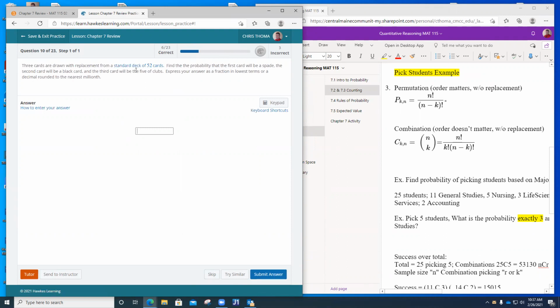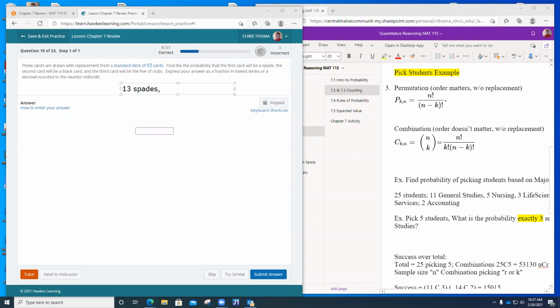3 cards are drawn with replacement from a standard deck. Find the probability the first card will be a spade, the second card will be a black card. Ooh, that's one we can think about. So 52 cards. Now we've got to kind of remember our cards. I'll put this in text, so it's easy to see, just for people that haven't used cards. So there's 13 spades in a deck of cards.